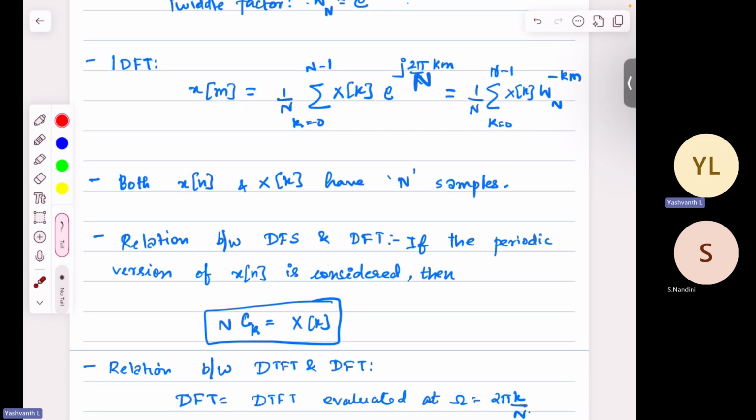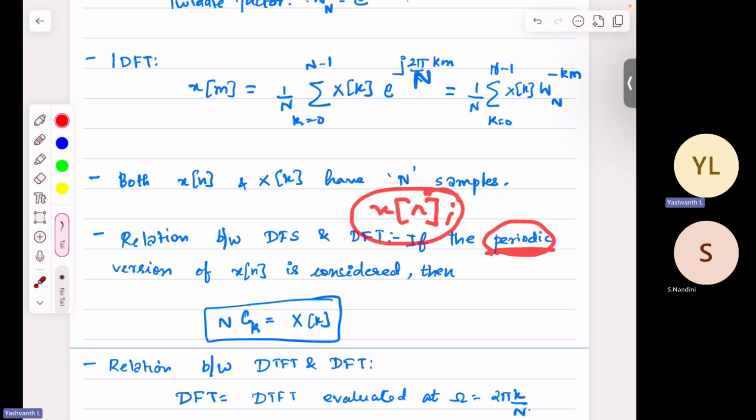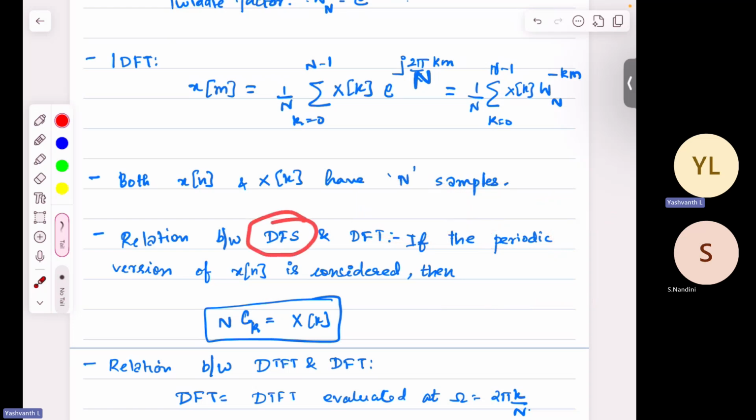The relation between the discrete Fourier series and the discrete Fourier transform is as follows. In the discrete Fourier transform, we only consider x of n for n equal to 0 to N minus 1, where N is something that we fix. Now suppose you repeat this x of n as a periodic version. Then that becomes a discrete time periodic signal, for which you can always define the discrete Fourier series. And for the same signal you can also define the discrete Fourier transform, because although it's periodic, it's a discrete time signal.